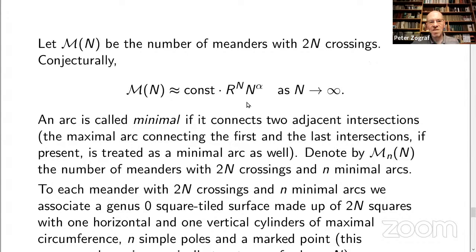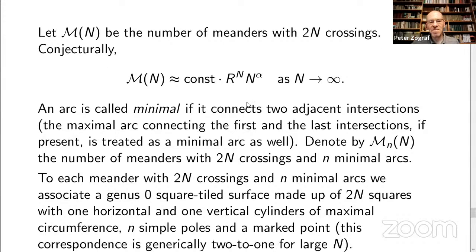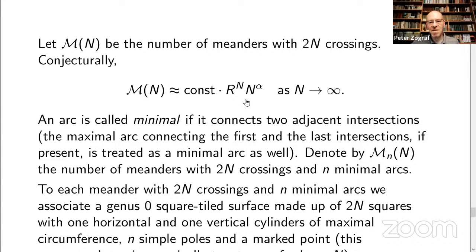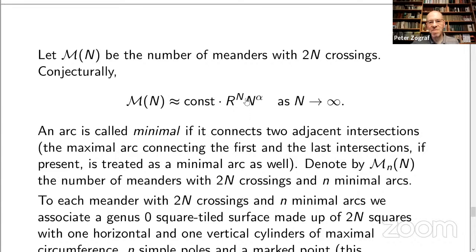An arc is called minimal if it connects two adjacent intersections of a meander. The maximal arc connecting the first and the last intersection, if present, is treated as a minimal arc as well. Denote by m sub n of N the number of meanders with 2N crossings and n minimal arcs.